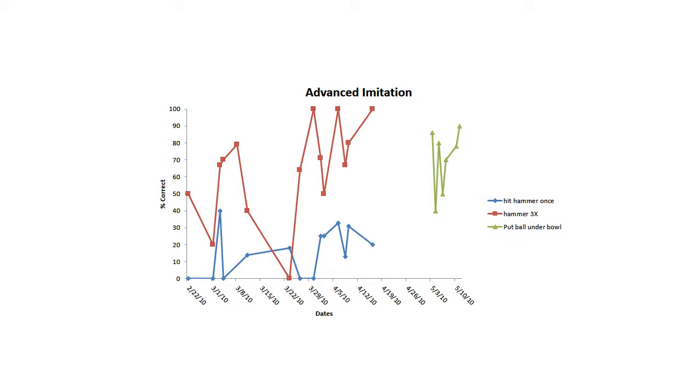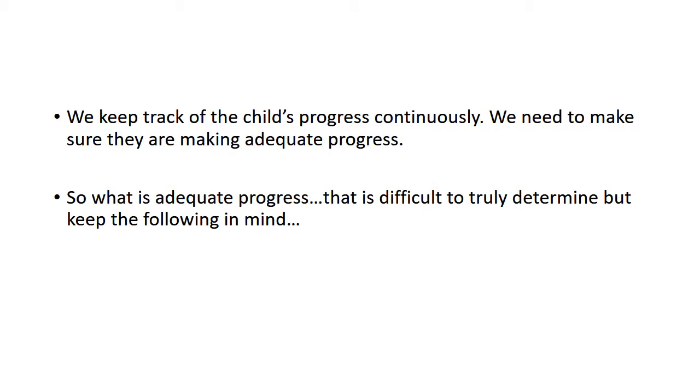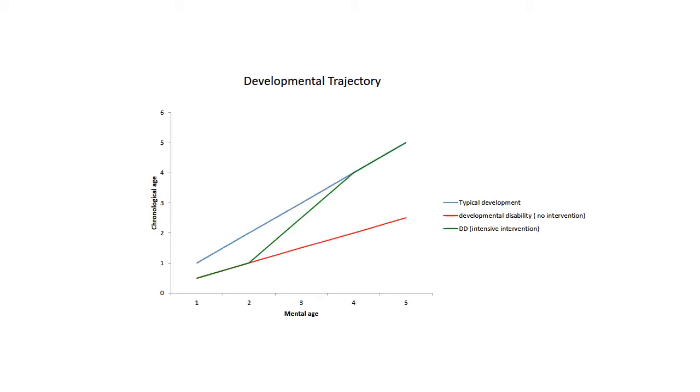If you notice the blue line, it's staying pretty low. That suggests we should make some sort of modification, that they're having a difficult time with that particular item. We are keeping track of our patients' progress continuously. We want to make sure that they are making adequate progress. But what is adequate progress? It is difficult and truly hard to determine. But I want you to keep the following in mind.